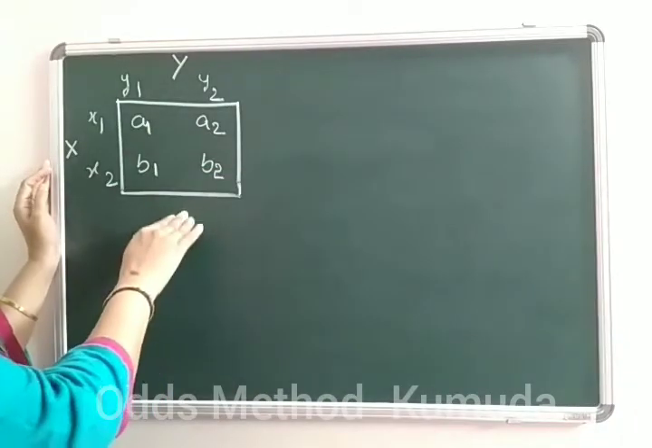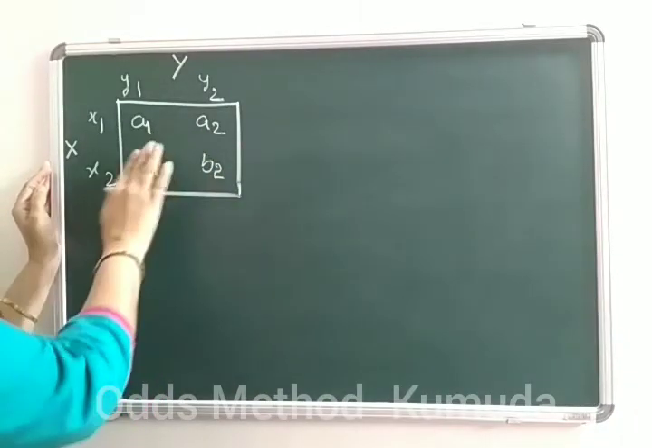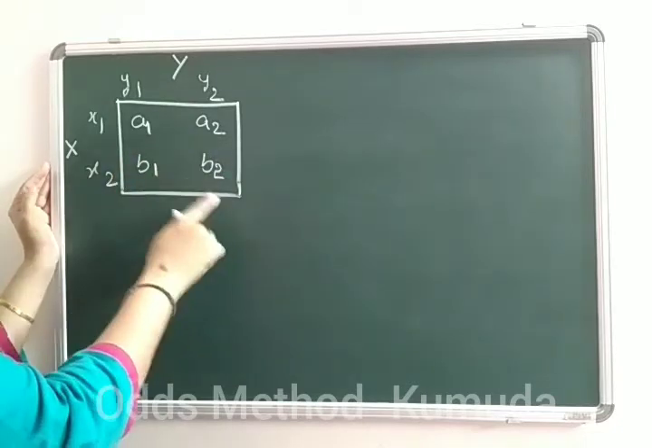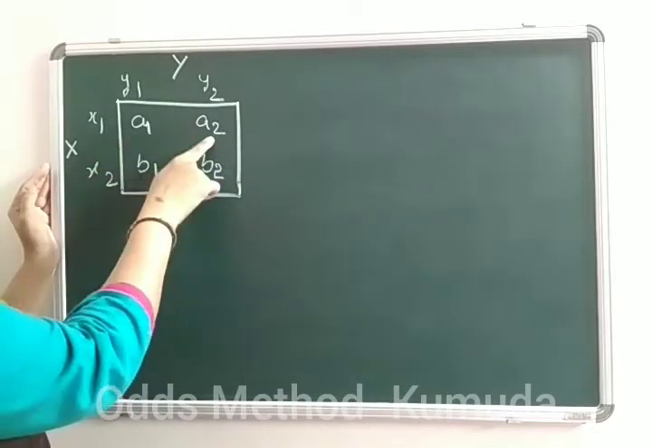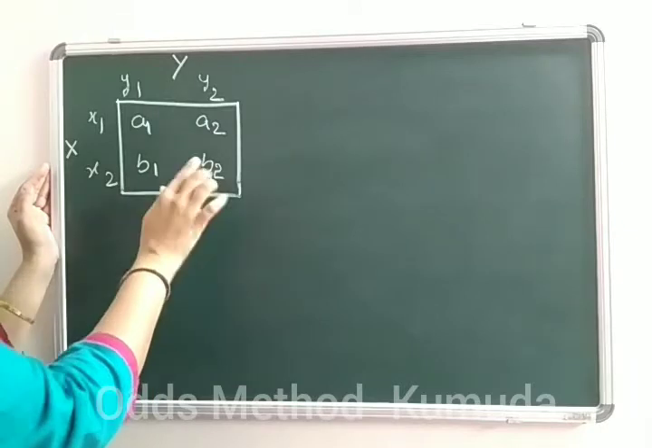Let us find the odds. Given any question, generally it is represented as A1, A2, B1, B2. So we take cells 1,1, 1,2, 2,1 and 2,2. So we find the odds.